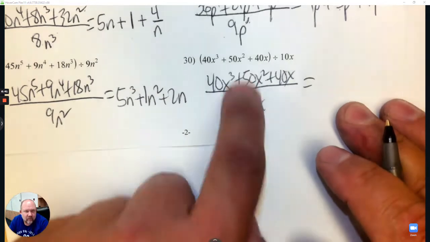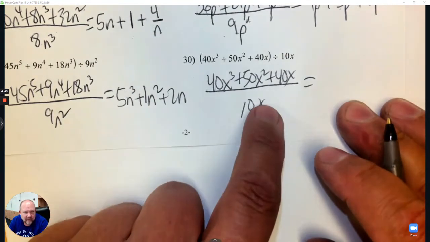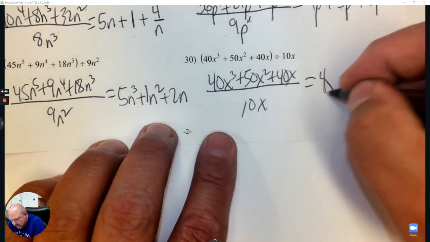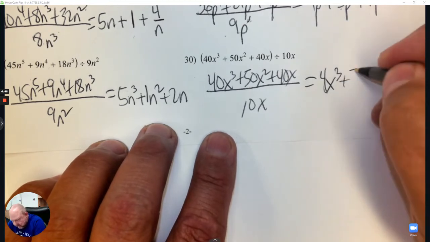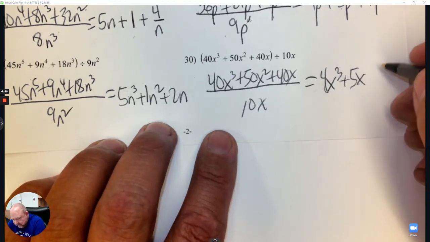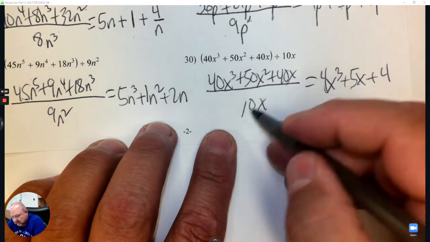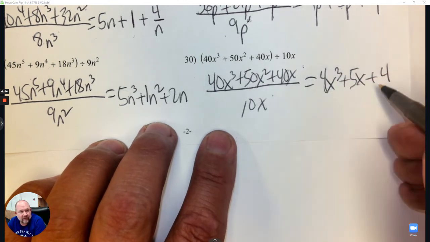And then each one gets divided, and you subtract the exponents. So that's 4, and then that's 3, that's 5. That's 1, and then that's 4, and then 1 take away 1 is 0, so there's no x's.